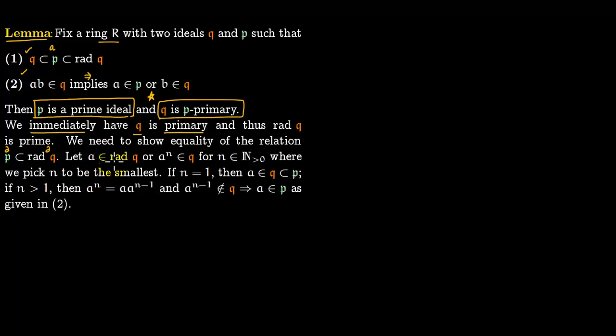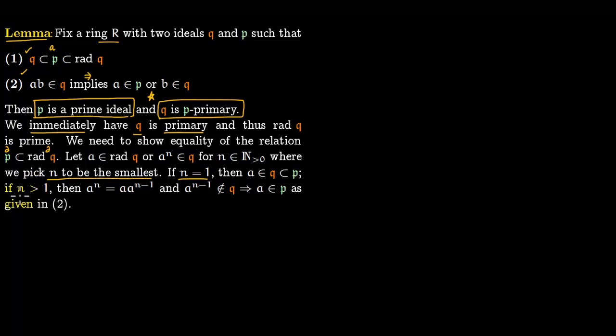So you start with A in radical of Q, that means A to some power n lies in Q for some n a natural number which is non-zero. Now you pick n to be the smallest. So case 1 is, say n is just 1. If n is just 1, then A would lie in Q, because A to the n is in Q and n is 1, and Q we are given lies within P. So we start with A in radical of Q, and that implies A lies within P.